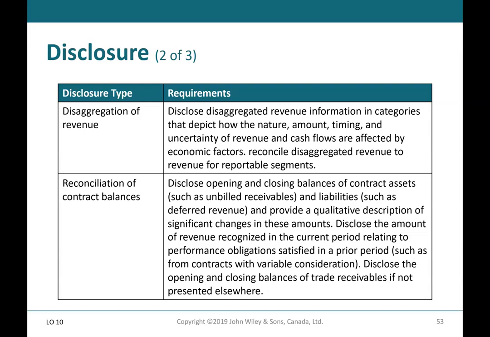Requirements. Disclose disaggregated revenue information in categories that depict how the nature, amount, timing, and uncertainty of revenue and cash flows are affected by economic factors. Reconcile disaggregated revenue to revenue for reportable segments. Disclosure type. Reconciliation of contract balances. Requirements. Disclose opening and closing balances of contract assets, such as unbilled receivables, and liabilities, such as deferred revenue, and provide a qualitative description of significant changes in these amounts.